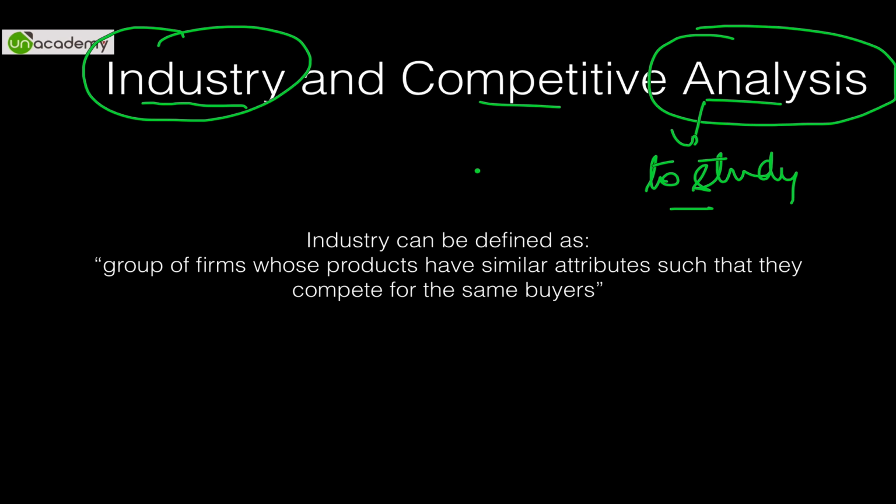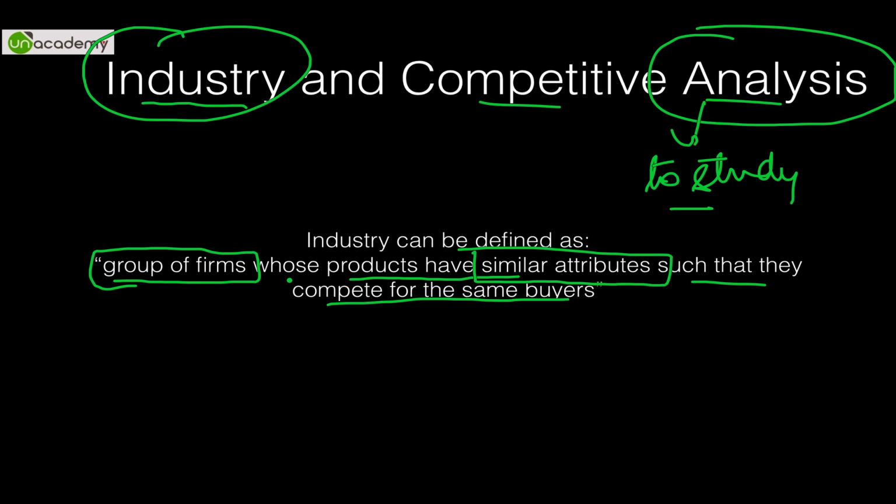So, as per strategic management, industry can be defined as a group of firms. Mark this term as important: a group of firms whose products have similar attributes, which means those products have similar characteristics. They are similar in nature, such that they compete for the same buyers. Competition is amongst the same buyers. If the competition is amongst the same buyers, then it can be said to be competition. Otherwise, it is not competition.